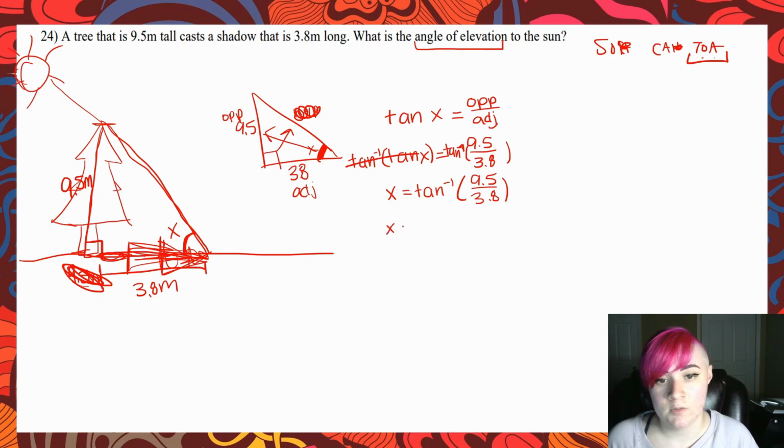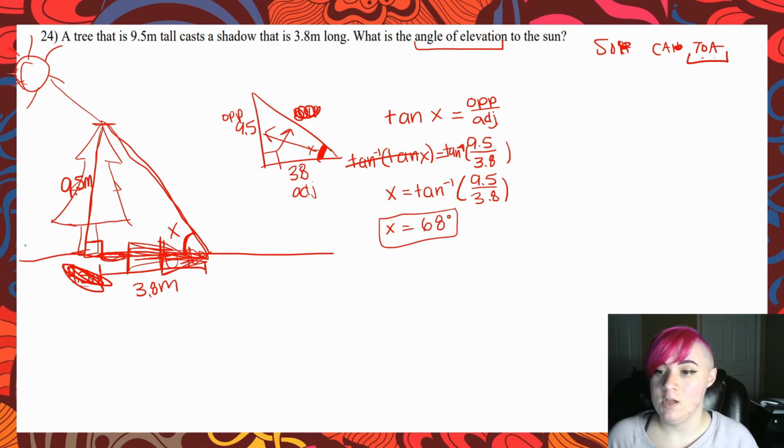If you need to type tangent inverse, or inverse tangent, arc tangent, there's plenty of words to use for it. You're just going to click either the shift button or the second button, whichever your calculator has, and then the tangent button. When you do, you're going to get about 68 degrees. If you don't, you need to check your mode on your calculator, go to your settings, and make sure you're in degrees and not radians.